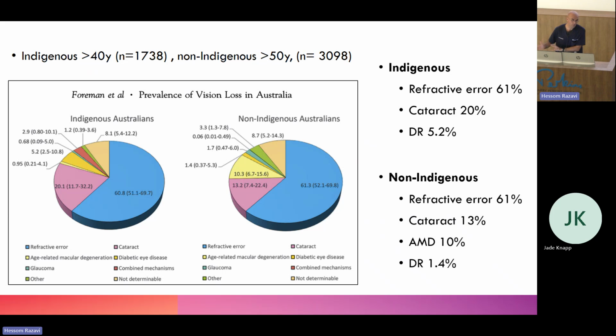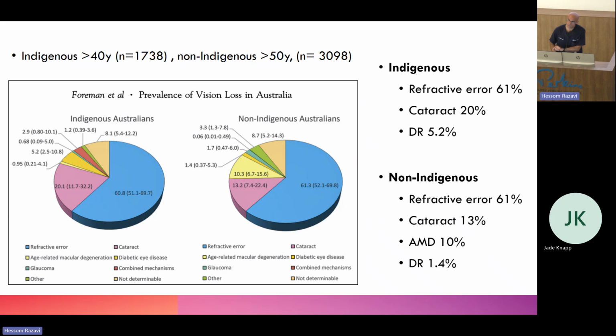This is lesser disease among Indigenous people, more among Caucasian people and non-Indigenous people. And diabetic retinopathy was much less prevalent, about a quarter as prevalent among non-Indigenous as among Indigenous people. But you can see glasses and cataract are the leading cause in both groups. This is in over 40-year-olds.